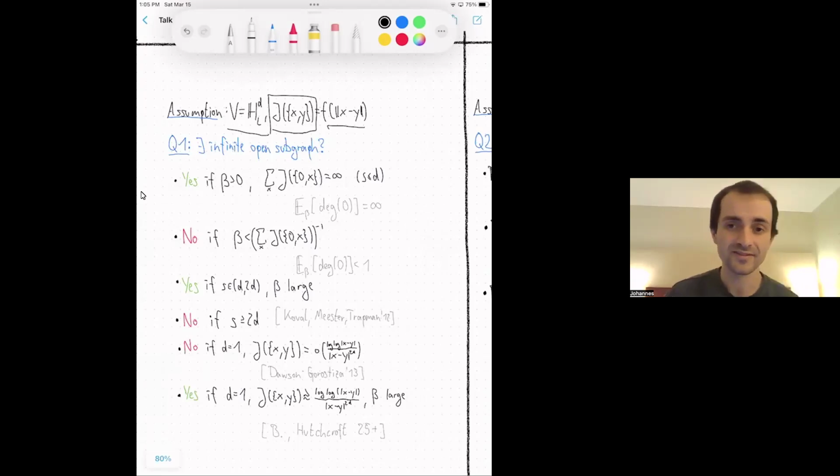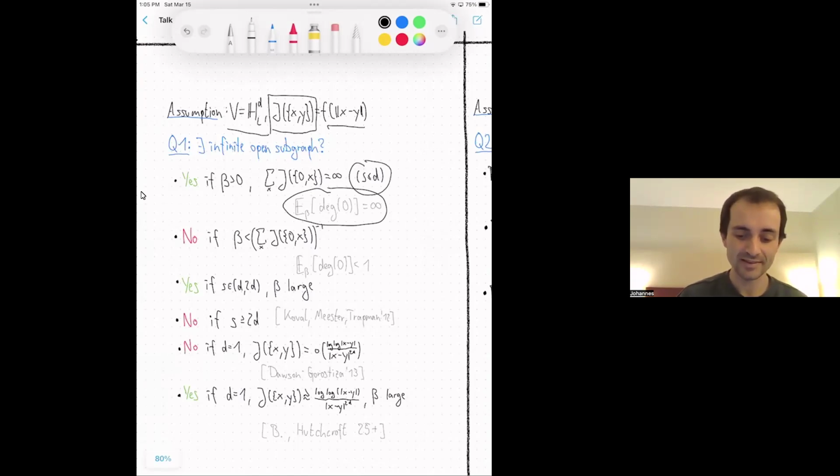And some of these conditions are just the same. So again, if the expected degree equals infinity, which happens if and only if s is less or equal than d, if we assume here that this behaves like x minus y to the power minus s, then we still have an infinite open subgraph by the same argument as before. So this tells us expected degree is infinity, and then Borel-Cantelli tells us that we have stars that have infinitely many open edges attached to them. Also, if beta is less than the inverse of the sum, this tells us again that expected degree is less than 1, and then you can also dominate it again with some subcritical branching process.